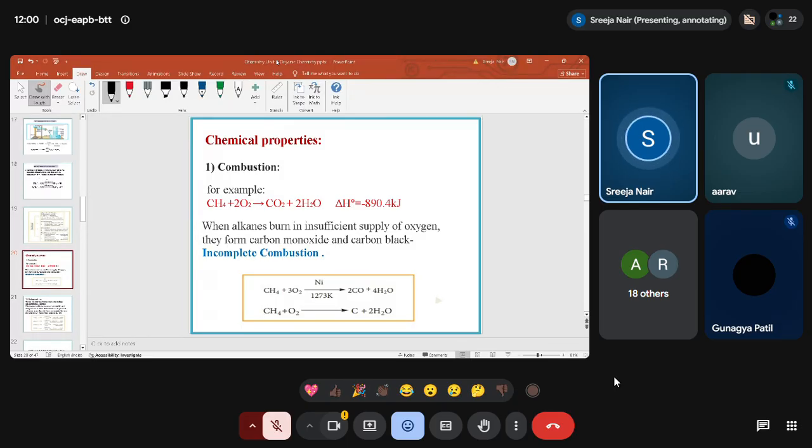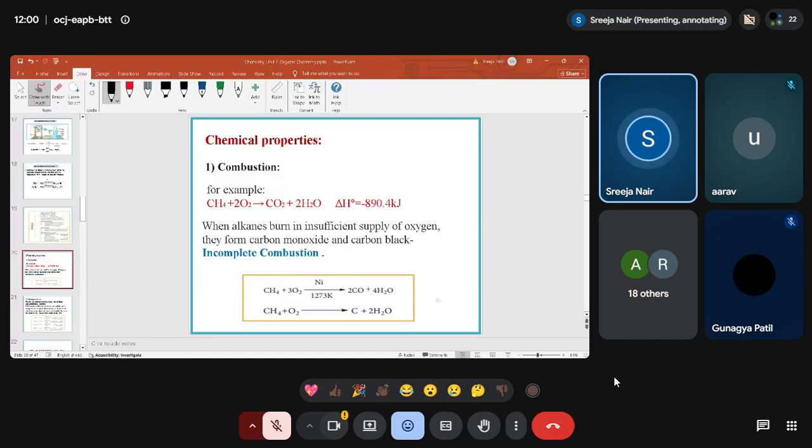Complete combustion happens when an excess amount of air or excess amount of oxygen is present. At that time complete combustion takes place. So methane will react with oxygen to form carbon dioxide and water, and it is a highly exothermic reaction.